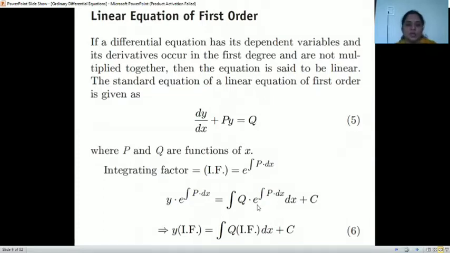Okay, the next form of the equation is the linear equation. So what is the form of a linear equation? If there is a term dy by dx, right, then there is something like P into y is equal to Q, where P and Q are functions of x.